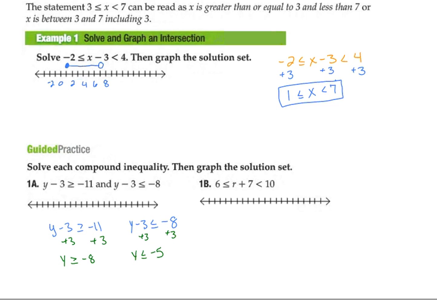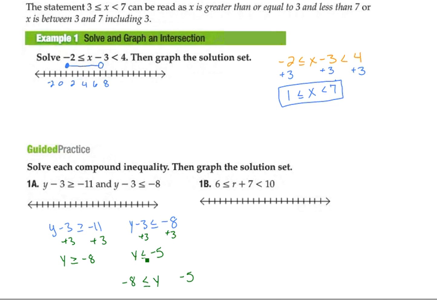Okay, remember how I said our smaller number is going to be on the left. So we are going to write this as negative 8. I know my y is in the middle, and I know my negative 5 is over here. This is saying y is greater than or equal to negative 8. So y is greater than or equal to negative 8.